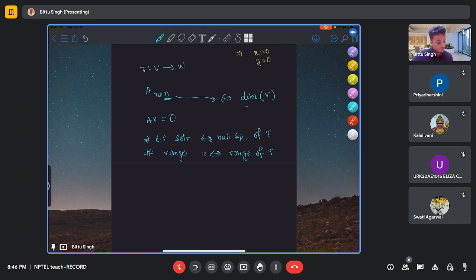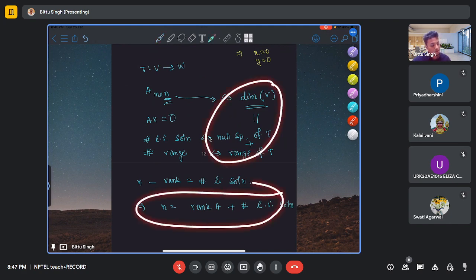Then you can see that dimension V should be the addition of those two things, and this is what we are getting. This n is the same as rank plus, if you subtract rank from n, the number of linearly independent solutions. That is, n is the same as the rank of the matrix A plus the number of linearly independent solutions, right? So this is the same as saying dimension is the same as rank plus nullity.